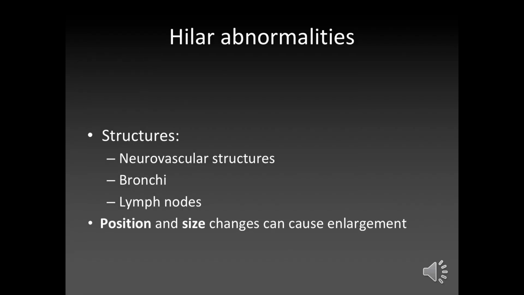In terms of structures at the hilum, you have neurovascular structures. So you have the main vessels and the main nerves going through there. And then you also have the bronchi themselves, and you have lymph nodes. Position and size changes of each of these things cause the hilum to look bigger. So, for example, if lymph nodes are moving around, that will cause them to look bigger. And that would usually be because they're displaced by something else anyway.